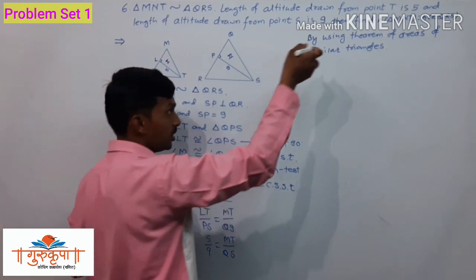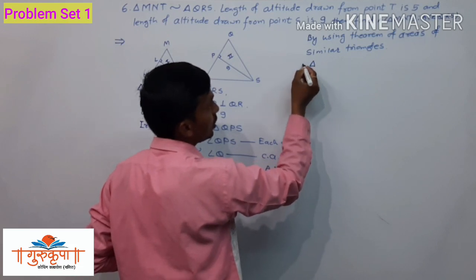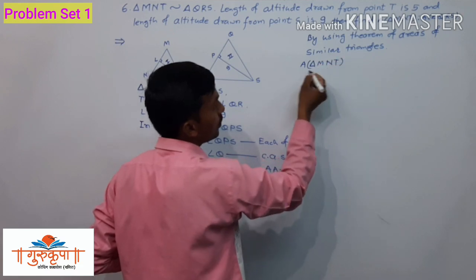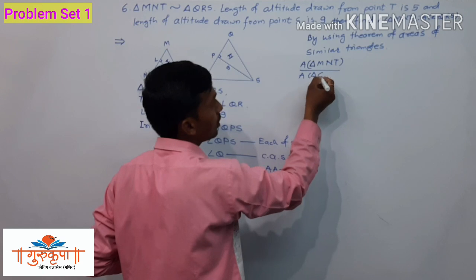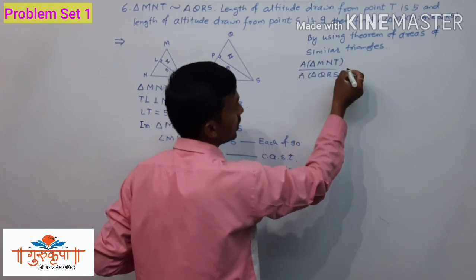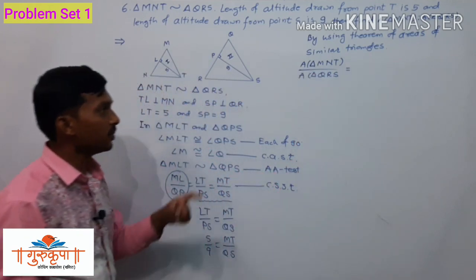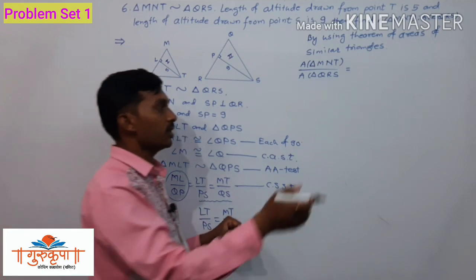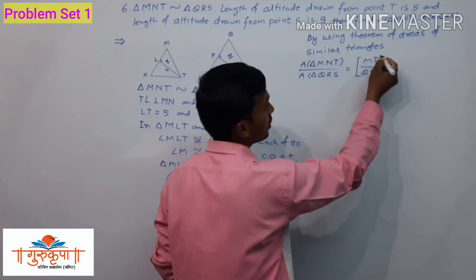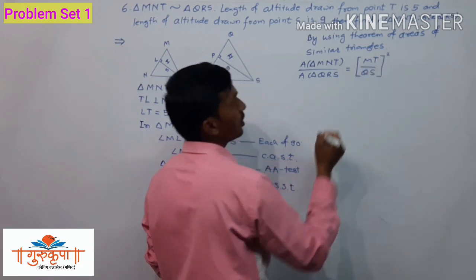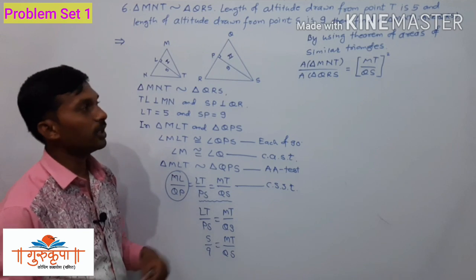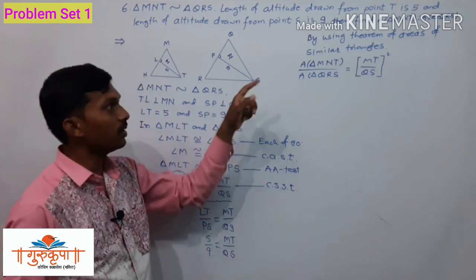What does it suggest? It suggests that if two triangles are similar to each other, then the ratio of the areas of the two triangles, that is area of triangle MNT upon area of triangle QRS, is equal to the square of the ratio of their corresponding sides. And which corresponding sides do we have to use there? That is MT and QS. So here we can write MT upon QS whole square. We know MT upon QS, how much is it? 5 upon 9.